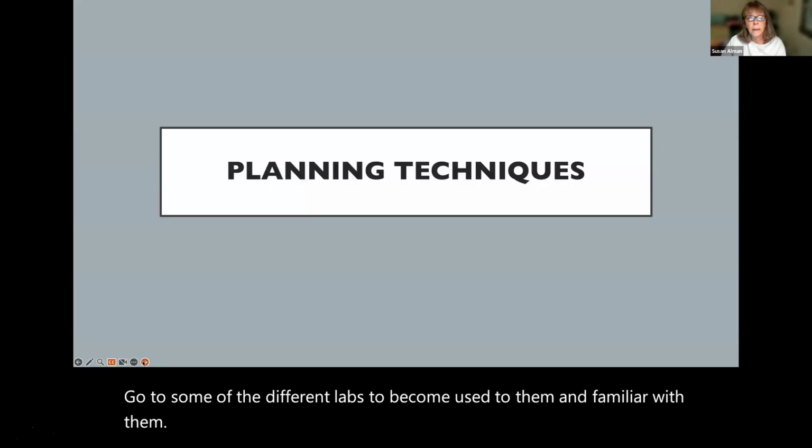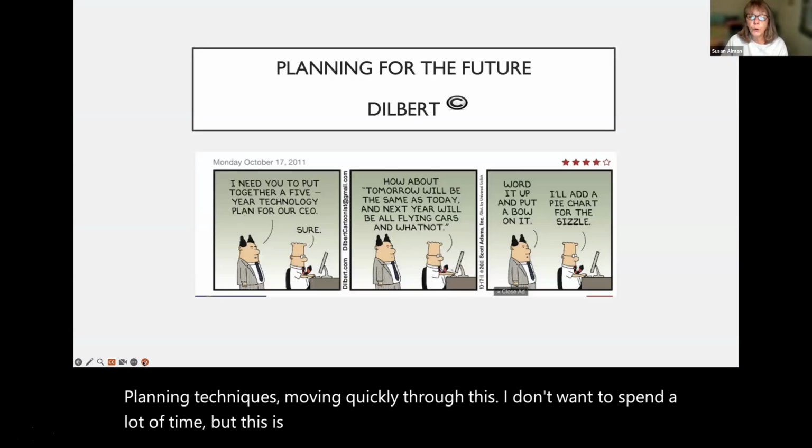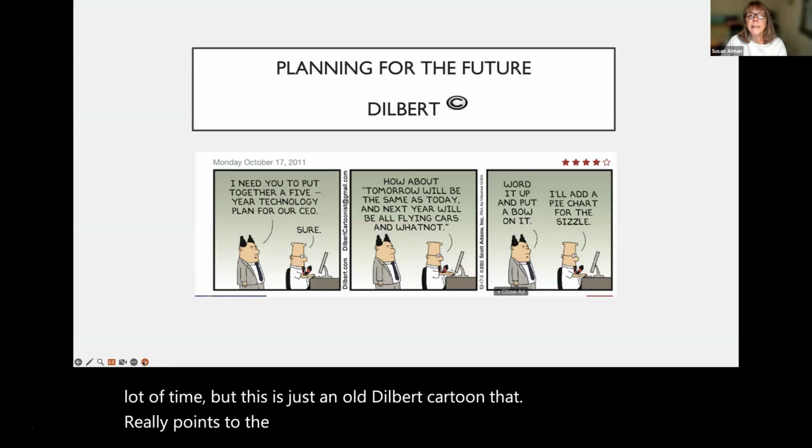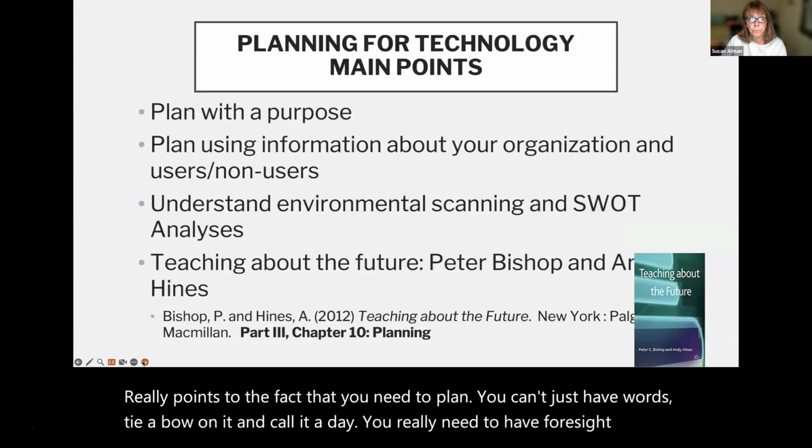Planning techniques. Moving quickly through this, I don't want to spend a lot of time, but this is just an old Dilbert cartoon that really points to the fact that you need to plan. You can't just have words, tie a bow on it, and call it a day. You really need to have foresight techniques.